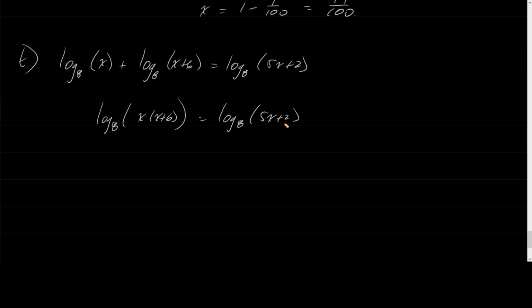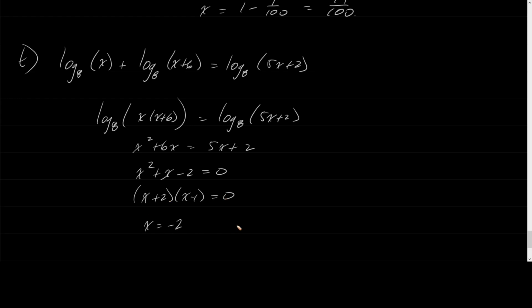This tells me now that the insides must be equal to each other because we have the same log with the same base. So I'm going to write it as x squared plus 6x is equal to 5x plus 2. Put everything on the same side. x squared plus x minus 2 is equal to 0. So therefore, I have x plus 2 times x minus 1 equals 0. So either x is equal to -2 or x is equal to 1.